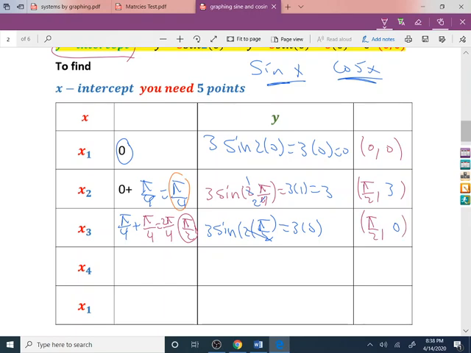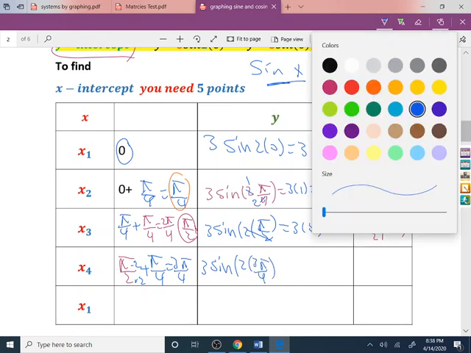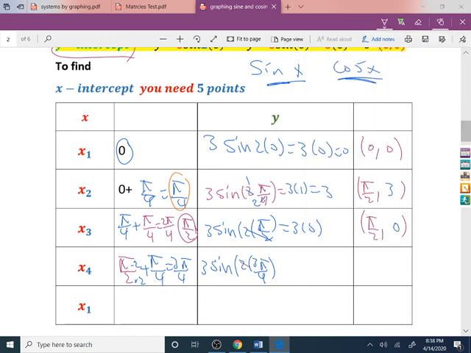I have 1, 2, 3. I need 2 more. I have pi over 2. I have to add what? Plus pi over 4. Multiply this by 2 to have the same denominator. 3 pi over 4. 3 sine 2 times 3 pi over 4. Now 2 and 4, you can reduce 2 and 4. 1 and 2. Now sine 3 pi over 2, go to the table.